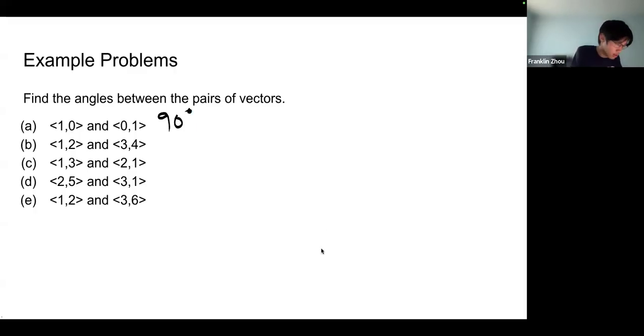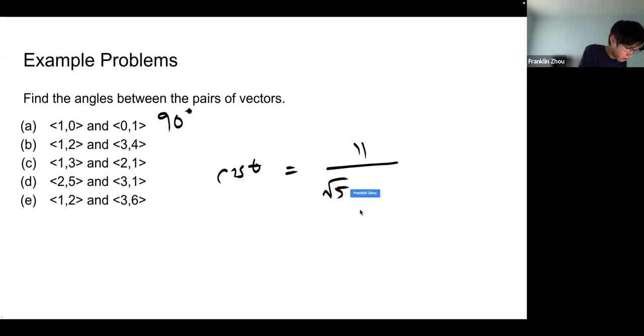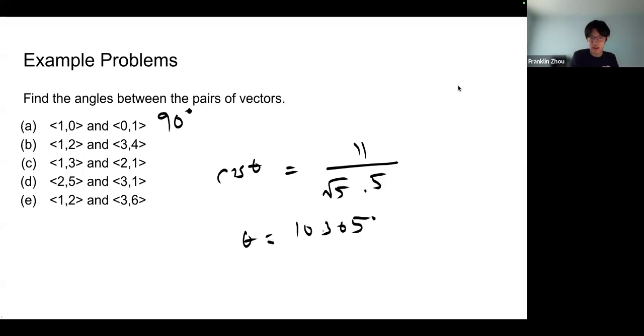For the next one, it's just the same thing. And just make sure to take the inverse cosine. I think your calculator will always give you a value between 0 and pi. I think that's standard.